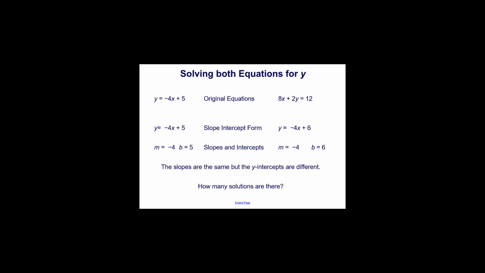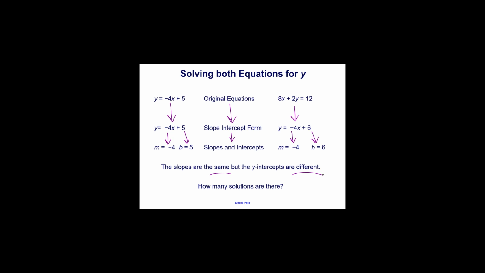Now going back, we can compare. We had our original equations, y equals negative 4x plus 5, and 8x plus 2y equals 12. Now we have both of our equations in slope-intercept form. The first equation is the same, but the second equation, 8x plus 2y equals 12, is now written as y equals negative 4x plus 6. So from that, we can now easily identify the slopes and the y-intercepts. We have a slope of negative 4 for the first equation and a slope of negative 4 for the second equation. Then we have a y-intercept of 5 for the first equation and a y-intercept of 6 for the second equation. So the slopes are the same, but the y-intercepts are different.